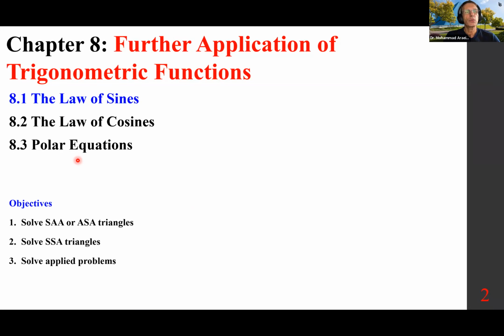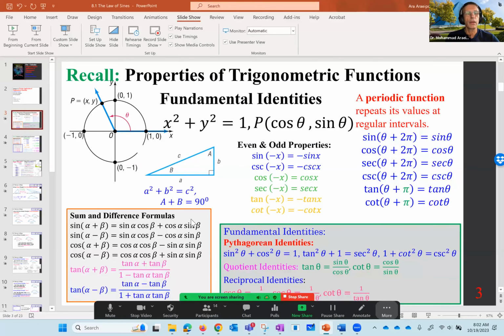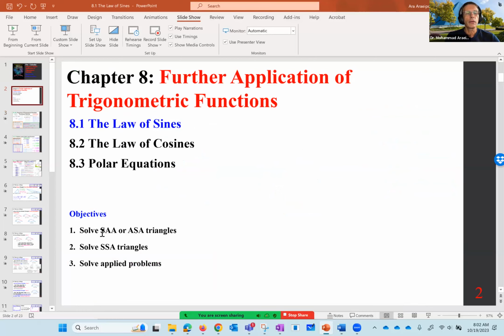So as it was mentioned, we're going to cover the law of sines. We're going to move on to the law of cosines, polar equations. The objective is to solve various triangles. Side angle, angle, side angle, side angle. S represents a side, A represents an angle.